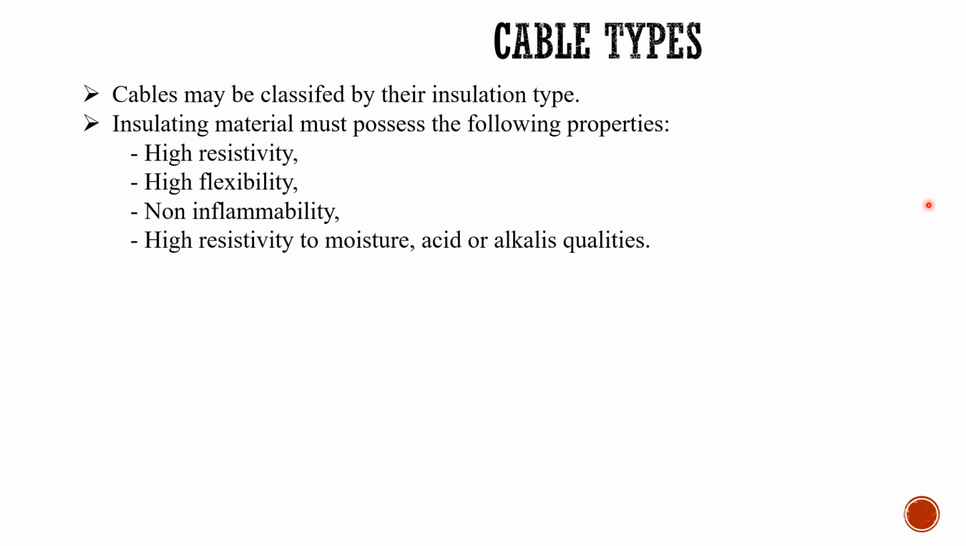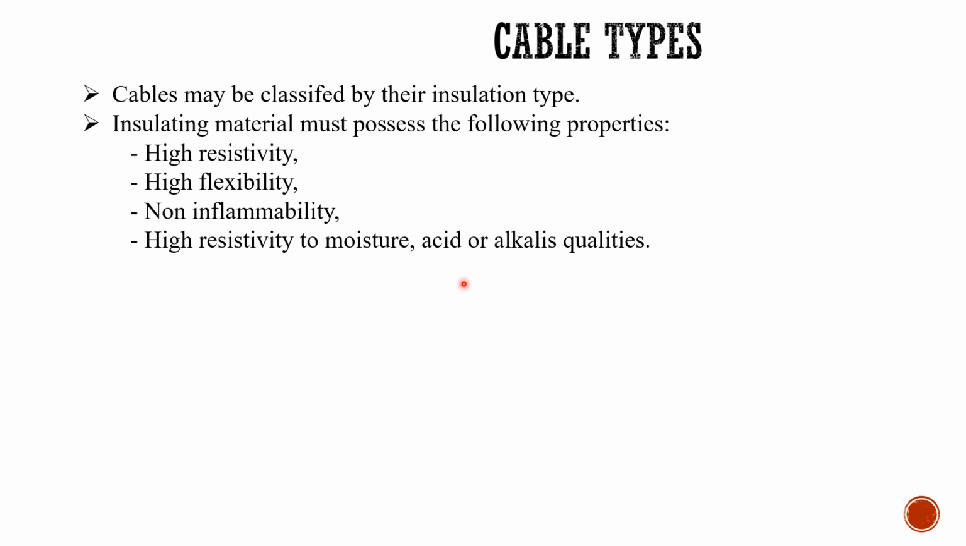So let's look at the cable types. Cables can be classified according to their insulation type. There are other ways you can classify a cable. Insulating materials must possess the following properties. It must have high resistivity, it must have high flexibility, it must be non-inflammable. It should also have high resistance to moisture, acid, or alkalis.